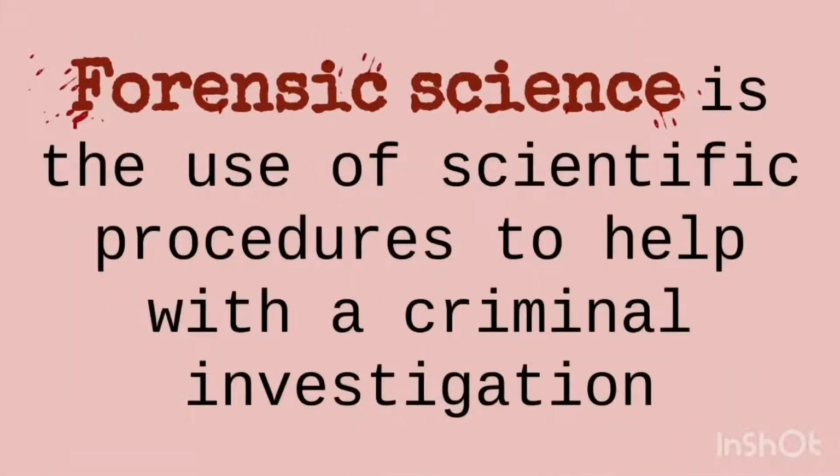Forensic science is the use of scientific procedures to help with a criminal investigation. A forensic scientist will go through a series of tests with physical pieces of evidence to either help with the understanding of the crime, narrow down suspects, or determine a criminal. The results from the test are then presented in court so it may help with determining one's innocence.